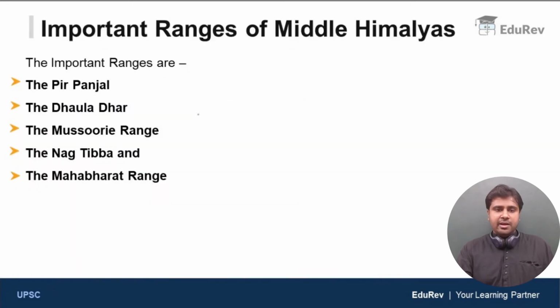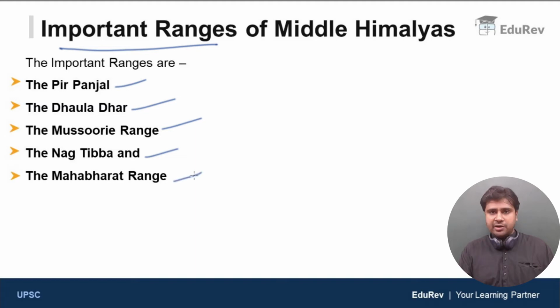Clear? Now, this concept is very, very important. It has been asked many times in the exam previously. So this is a very important concept. The important ranges of the Middle Himalayas: the Pir Panjal Range, the Dhauladhar Range, the Mussoorie Range, the Nag Tibba Range and the Mahabharat Range. So these are the important ranges of the Middle Himalayas. We will discuss each and every range. Please don't worry about that.